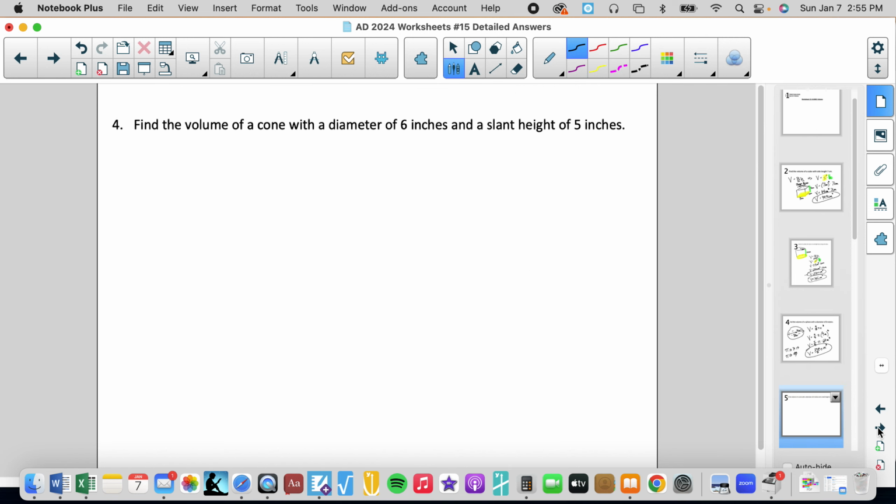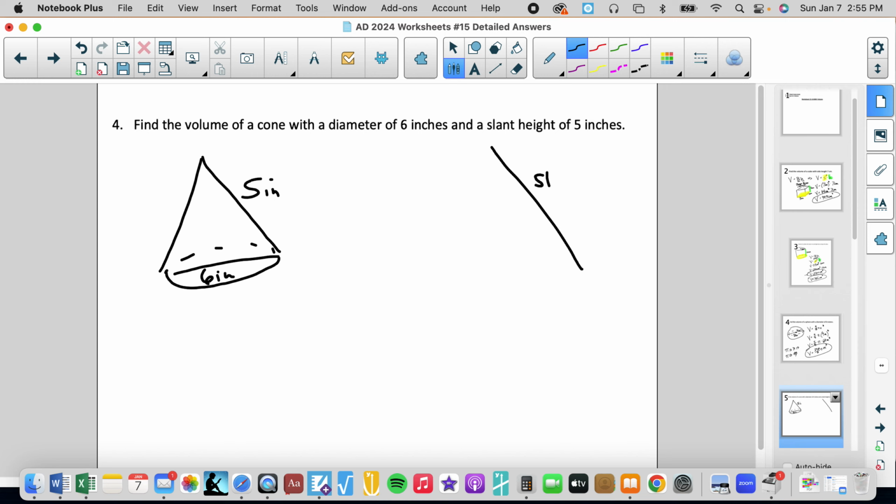Find the volume of a cone with a diameter of 6 inches and a slant height of 5 inches. Very important to understand the difference between slant height and height. Slant height is on the outside. Interior height would be perpendicular to the center. Slant is on the exterior.